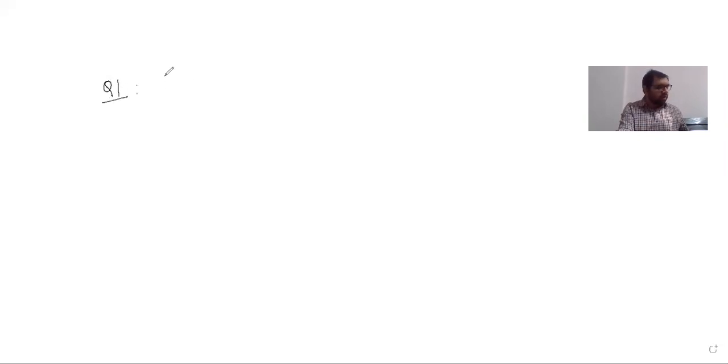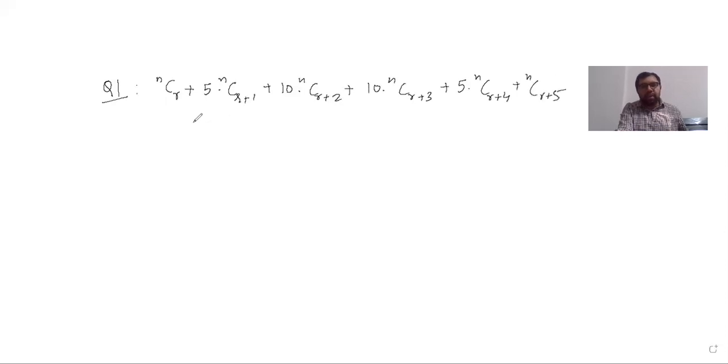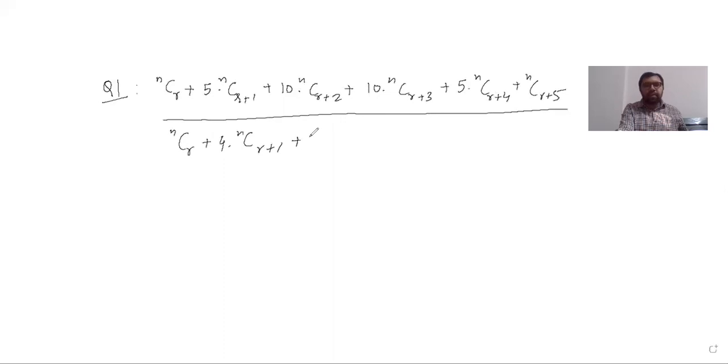Question number one. In the first question, which is on permutation and combination, we are given this ratio: nCr plus 5 times nCr+1 plus 10 times nCr+2 plus 10 times nCr+3 plus 5 times nCr+4 plus nCr+5, divided by the denominator: nCr+4 times nCr+1 plus 6 times nCr+2 plus 4 times nCr+3 plus nCr+4.